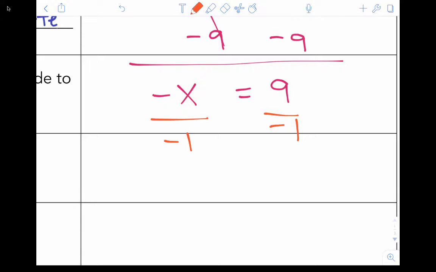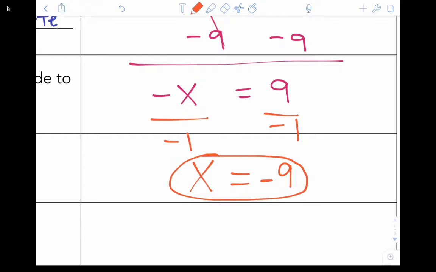When I do that on both sides, what happens to this problem? Well, a negative divided by a negative becomes positive. X divided by 1 is x. And then on the right side, 9 divided by 1 is 9. Positive divided by a negative is negative. So I get x equals negative 9.